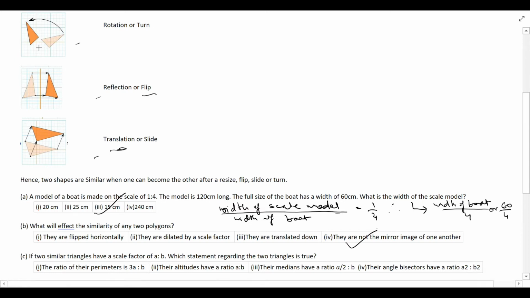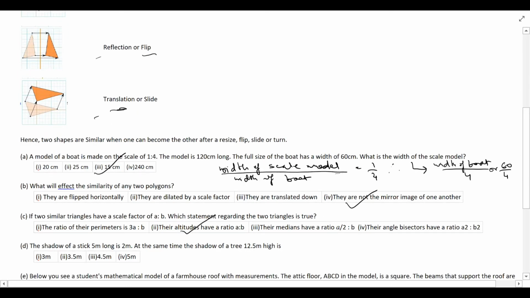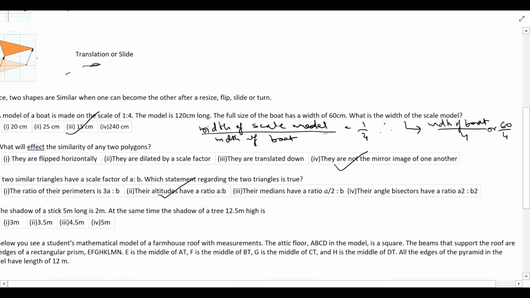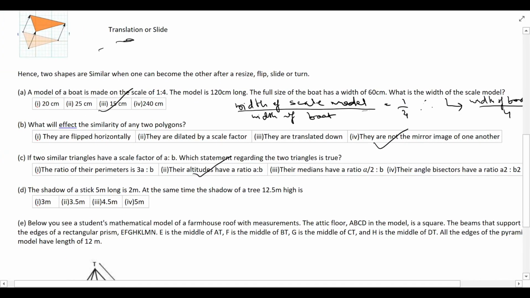Now C part. If two similar triangles have a scale factor of A:B, which statement regarding the two triangles is true? First, the ratio of their perimeter is 3:B, their altitudes have a ratio A:B, their medians have a ratio A/2:B, or their angle bisectors have a ratio A²:B². The answer here is altitudes will have a ratio A:B, because the triangles are similar, so their altitudes will also be in the same ratio.